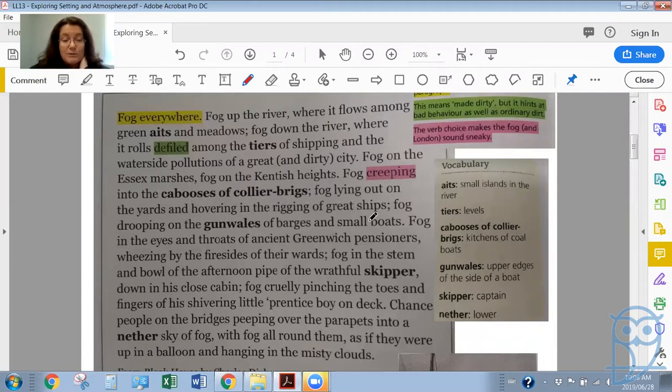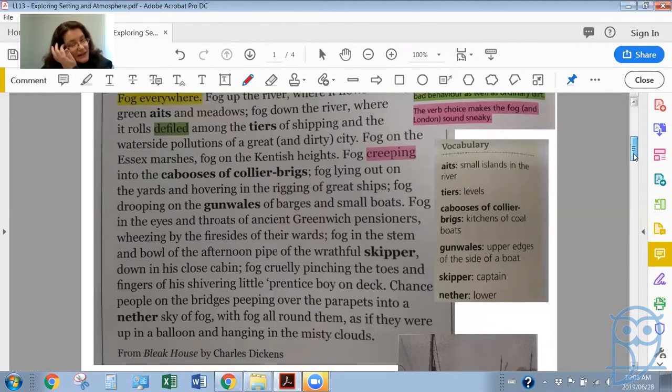of barges and small boats, fog in the eyes and throats of ancient Greenwich pensioners wheezing by the firesides of their wards, fog in the stem and bowl of the afternoon pipe of the wrathful skipper down in his close cabin, fog cruelly pinching the toes and fingers of his shivering little apprentice boy on deck, chance people on the bridges peeping over the parapets into a nether sky of fog, with fog all round them, as if they were up in a balloon and hanging in the misty clouds.